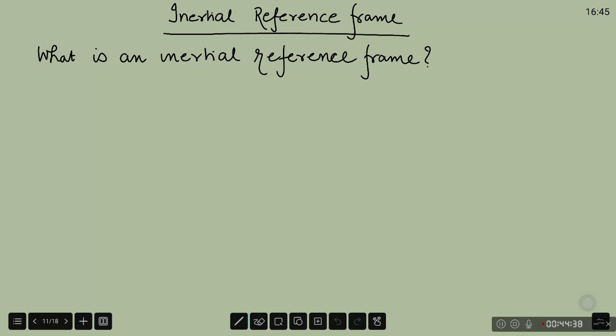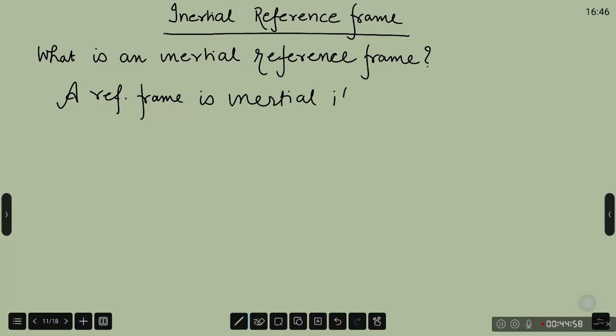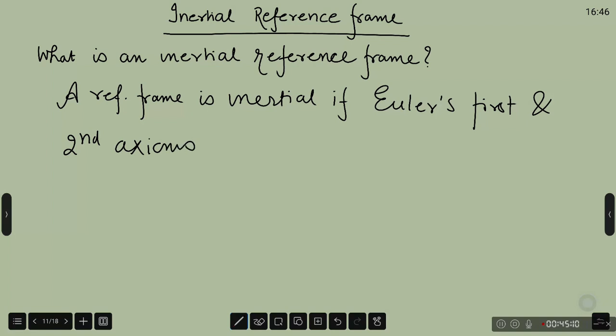And the definition of this frame is somewhat funny in the sense that we say that a reference frame is inertial if Euler's first and second axiom are found to be true for all rigid bodies. That's the definition.